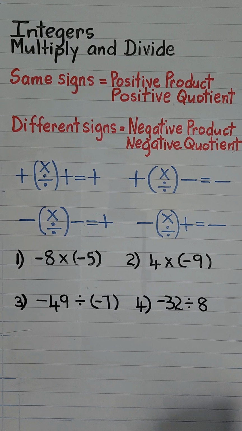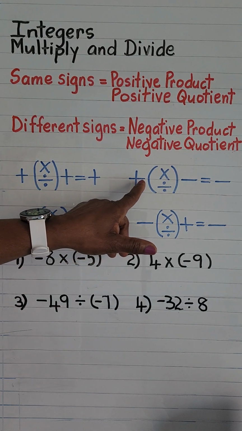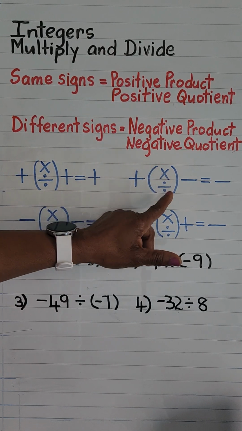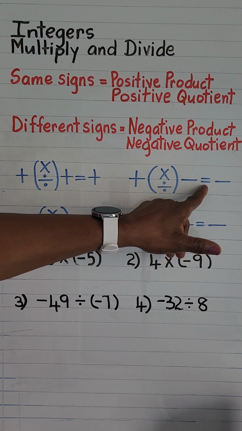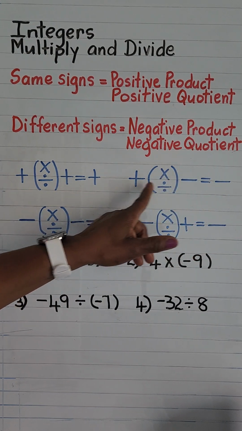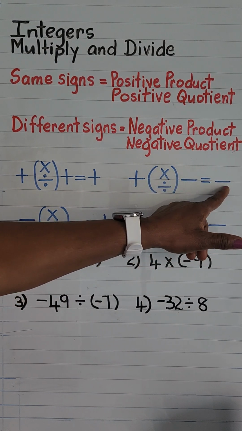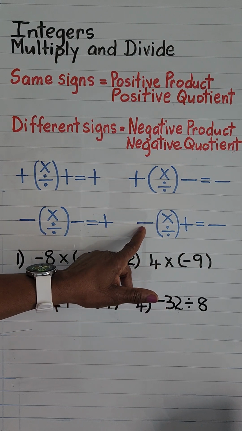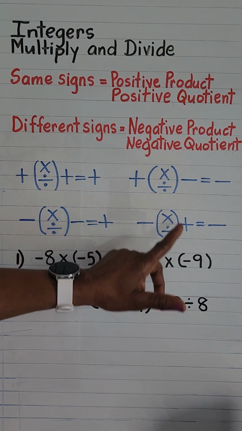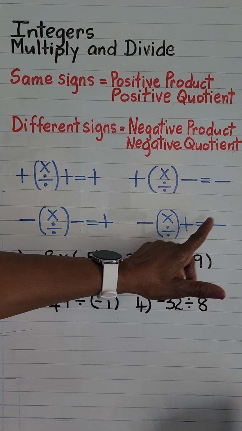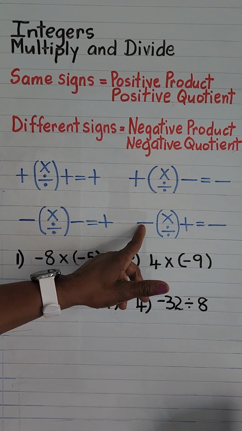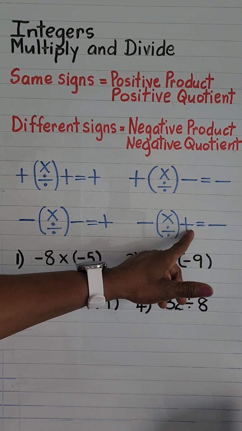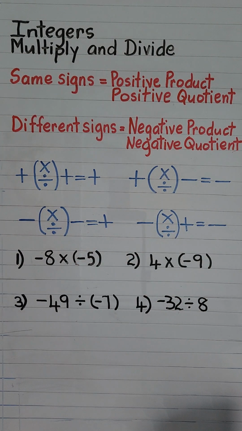Different signs, positive multiply or divide by negative is equal to negative. Different signs, negative result. Negative multiply or divide by positive is equal to negative. Different signs, negative result. So let's practice.